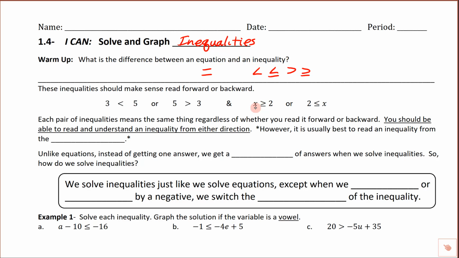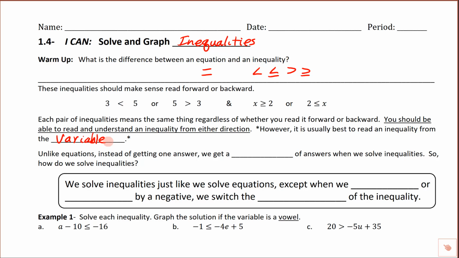So each one of these inequalities, each pair here, represents the same thing regardless of whether you read it forward or backwards. And you should be able to read and understand the inequality from each direction. That's really important. Okay. Now, it's usually best, regardless of which way it's written, to read the inequality from the variable. We talked earlier about how some people like always having the variable written on the left side or the right side. We should be good at leaving it on either side, and it's a big deal when we work with inequalities that we're able to read that from either direction.